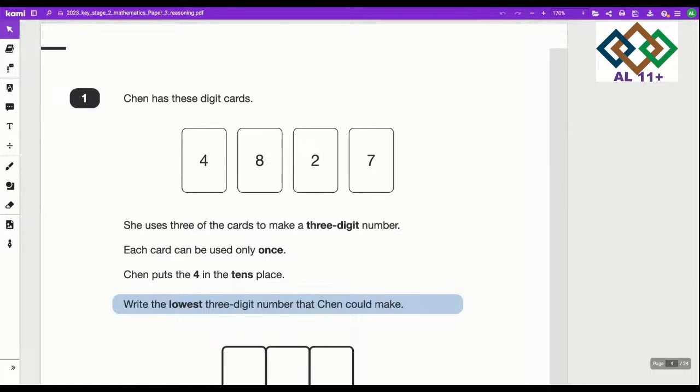They're asking you, there are three digit cards. She uses three of the cards to make a three-digit number. Each number can be used only once. Jen puts four in the tens place. Write down the lowest three-digit number Jen can make. What do you think Jen can make? Just give me the answer if you can. I'm waiting for you to give me the answer.